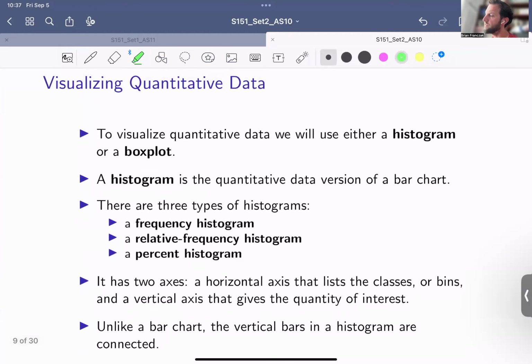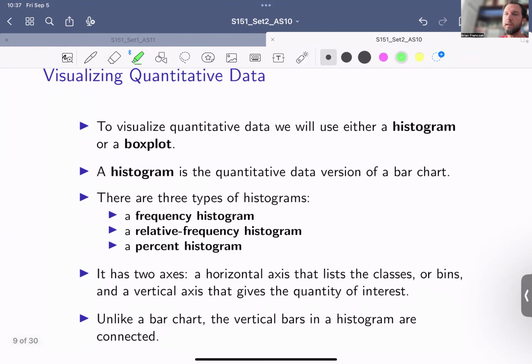Okay, so for qualitative data, we looked at 2 visualization techniques. We had the bar chart and the pie chart. For quantitative data, the 2 visualization techniques that we're going to talk about are the histogram and the boxplot. The histogram is a bar chart, but where the bars are connected. So they're incredibly similar. They're basically constructed the exact same way. It's just that we flush the bars together, whereas in the bar chart, we have separation between the bars.